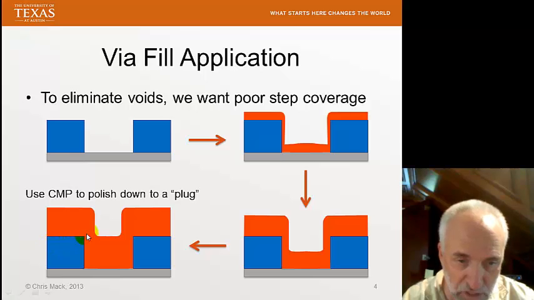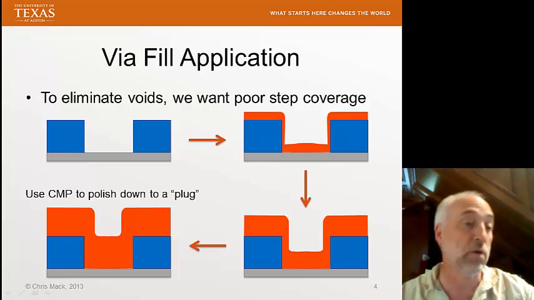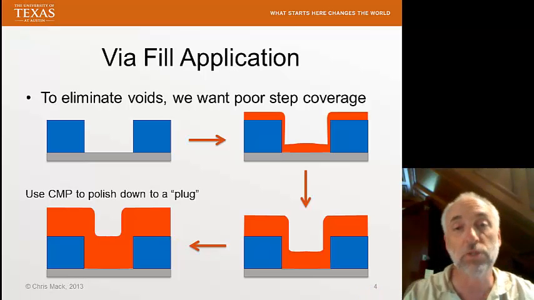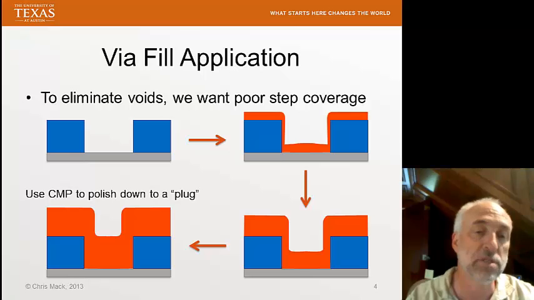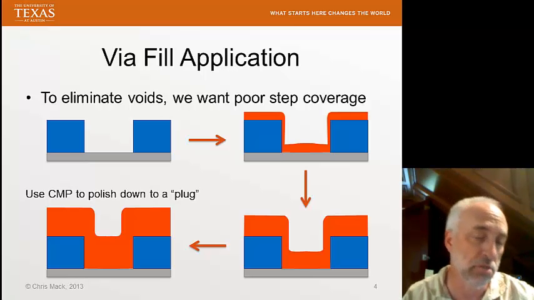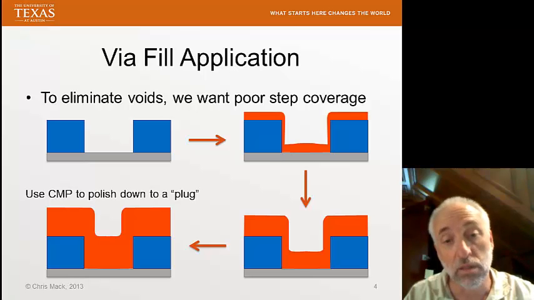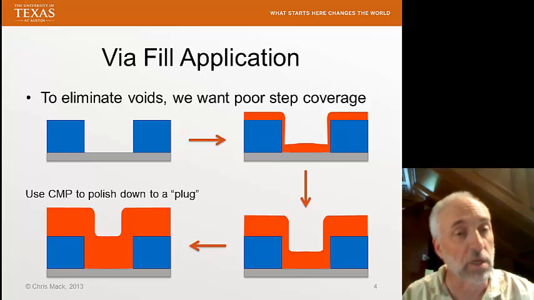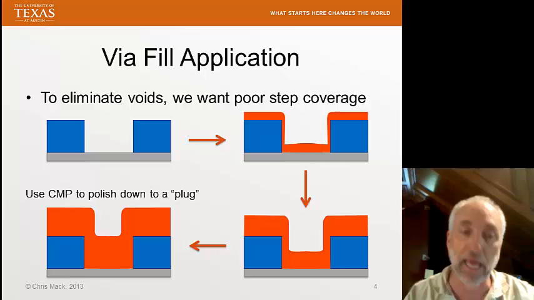I'm left with a smooth surface where the via is completely filled and all the rest of the metal is gone. That's what I'm striving for, and I'm able to achieve that by using a deposition process with poor step coverage rather than a deposition process with good step coverage. So it really does depend on your application whether you want good or bad step coverage. It would be nice if we could control it, if we can adjust the amount of step coverage. And we can do that.